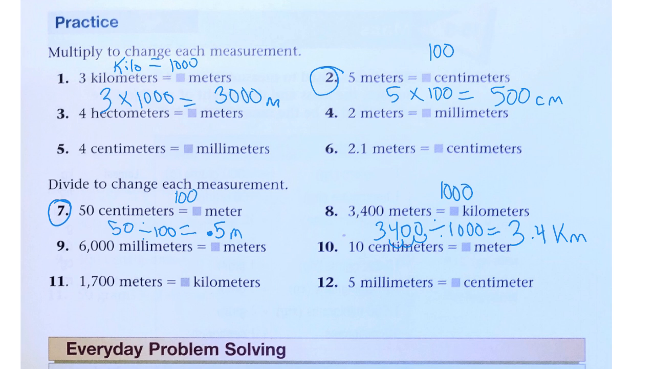So that's how we can change the units of measurement, the names of each measurement in the metric system. Works great because we are changing by powers of 10, hundreds, thousands, basically. We're moving the decimals around. The decimal goes to the right when you multiply. The decimal goes to the left when you divide.